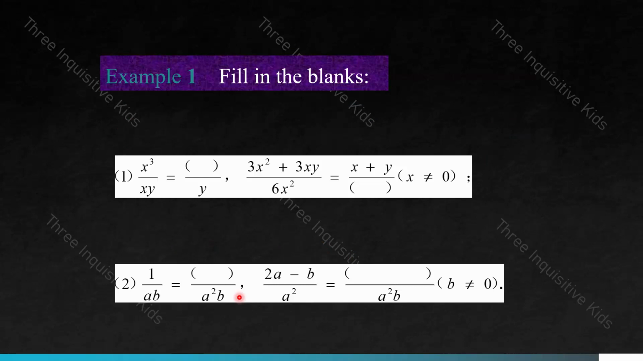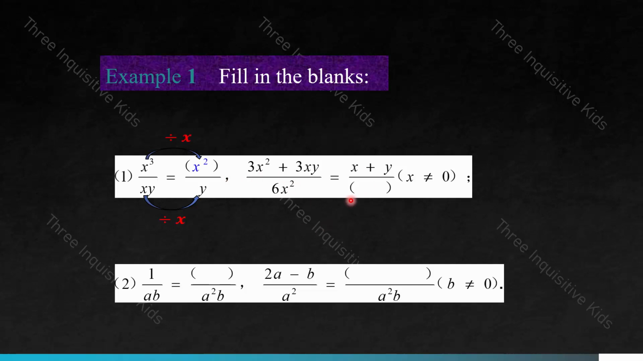So let's do example 1. Fill in the following blanks. Pause the video and solve on your own. How did we get from this side of the equation to this side? Well, we divided by x, which means that we have to do the same to the top, or the numerator. So x cubed divided by x would be x squared.